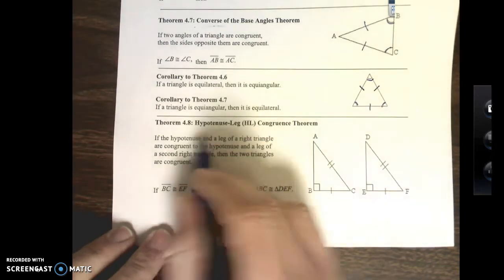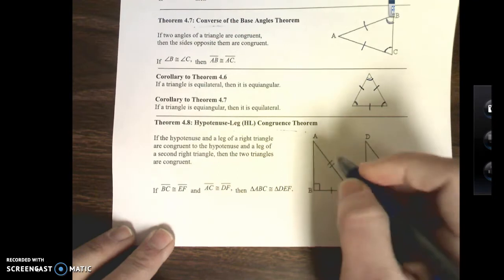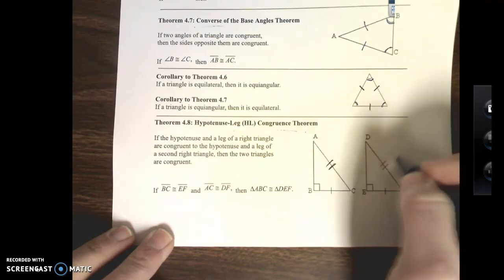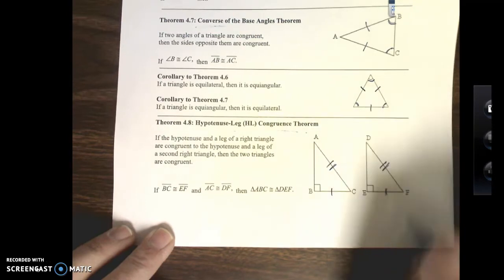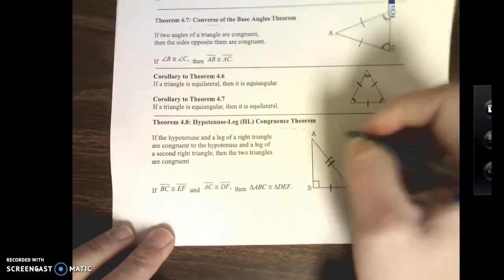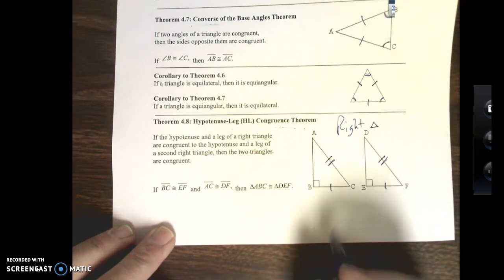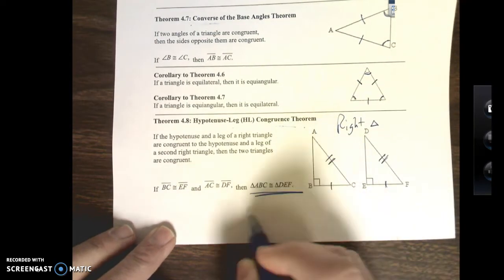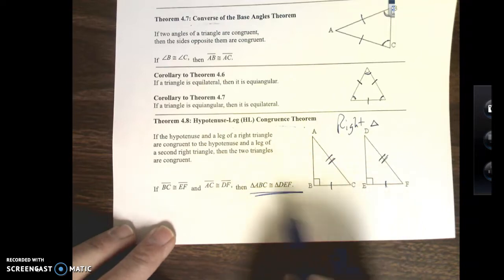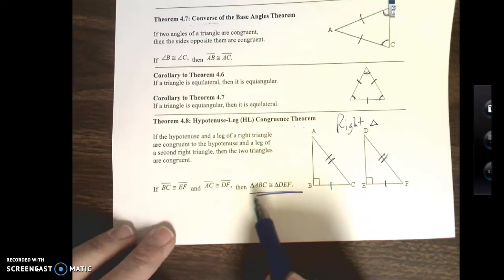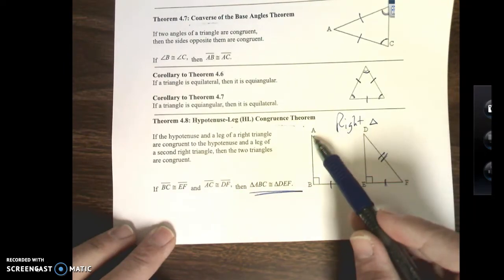So this is a weird one. It's called the hypotenuse leg. So if you have a hypotenuse of two triangles congruent and a leg congruent of two right triangles, sorry, it has to be a right triangle, must be a right triangle, then you are allowed to say that these two triangles, triangle ABC is congruent to DEF. The important thing when you write a congruence theorem, which I will go into greater detail later, is you want to go in the correct order.